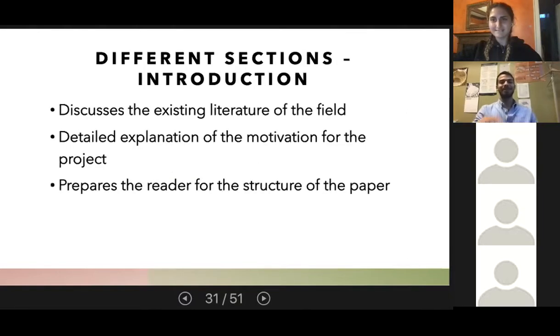Yeah, nice. Next, we have the introduction. So this section is meant to bring the reader up to speed about what is already known in the field and to explain the rationale of the project. In other words, it answers the question, why did we take the time to test this scientific hypothesis? It also prepares the reader for the structure of the paper. I'll show you what I mean.